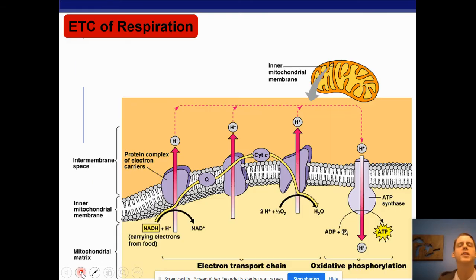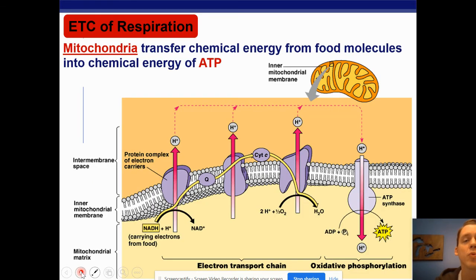All right, here's the electron transport chain of cell respiration. It is found in a mitochondria, as you already know. And we are transferring the chemical energy from food to ATP here. We use the electron carrier NADH in cell respiration. Again, this is cell respiration. This is not photosynthesis.